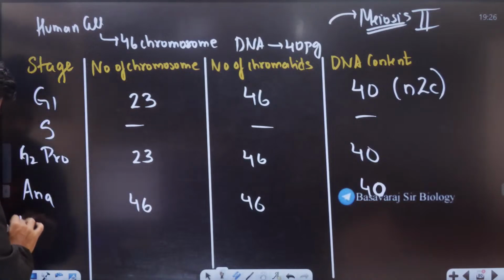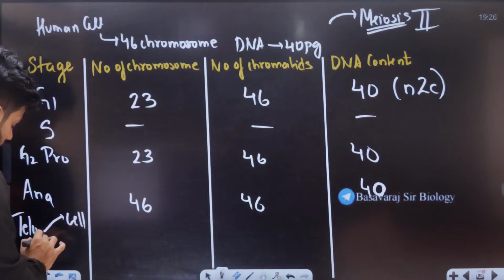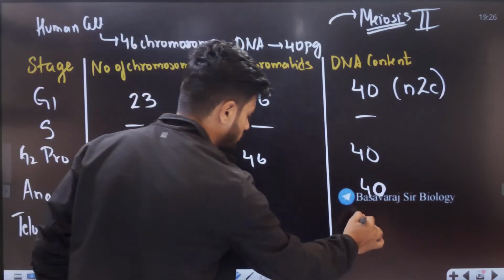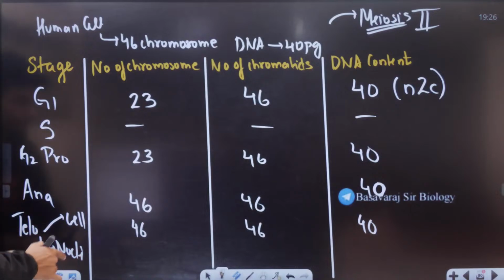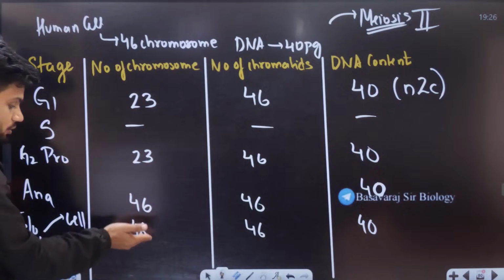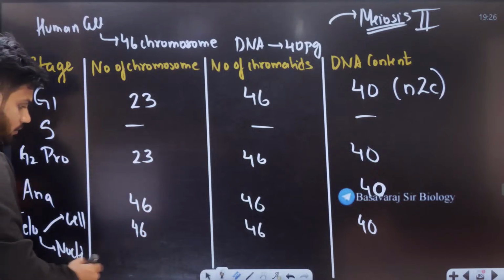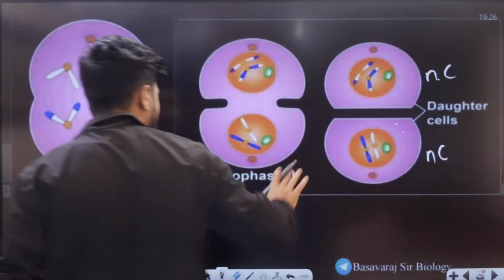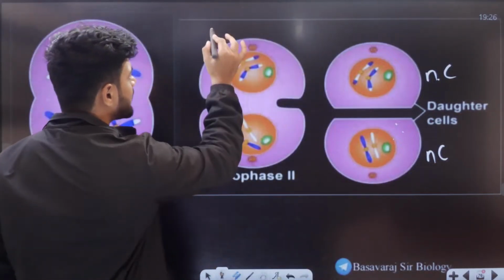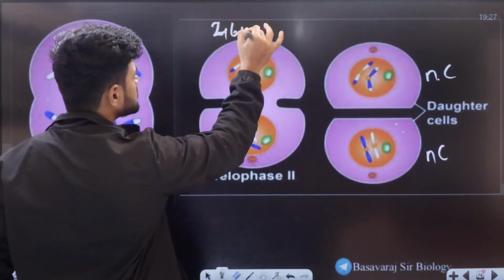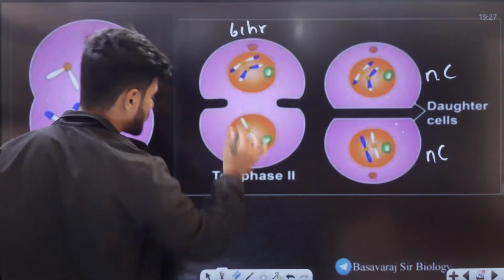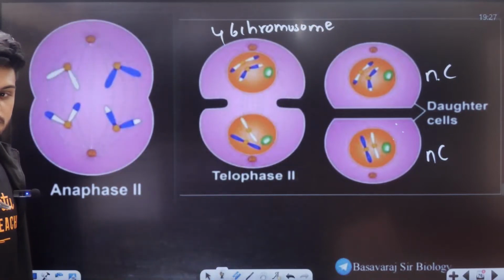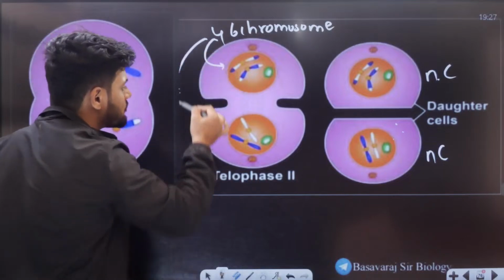Now what happens again in telophase here? Per cell, per nuclei. Per cell it will remain the same, 46 chromosomes, 2C. What happens per nuclei? This entire telophase 2 has 46 chromosomes. Out of these 46 chromosomes, can I say half is going this side and half is going this side?